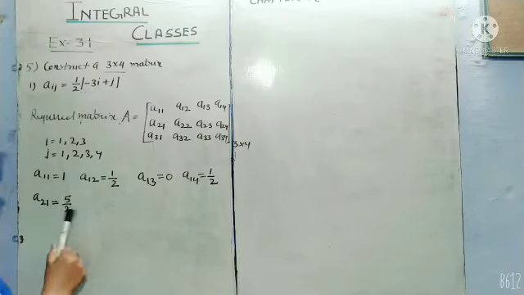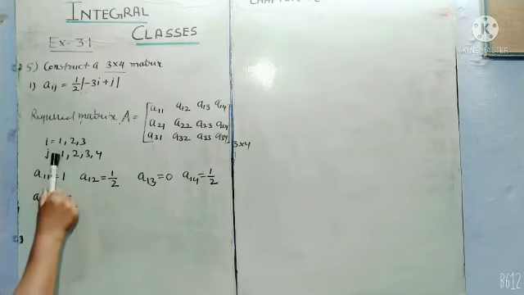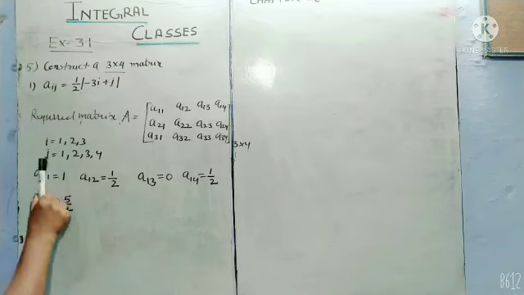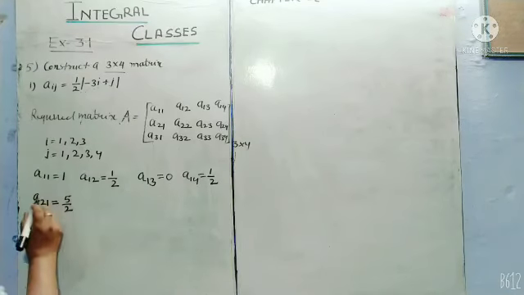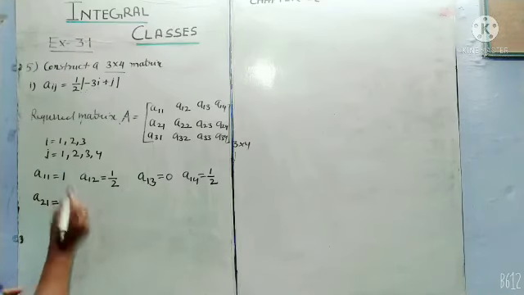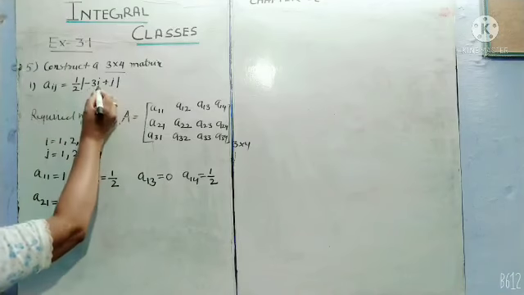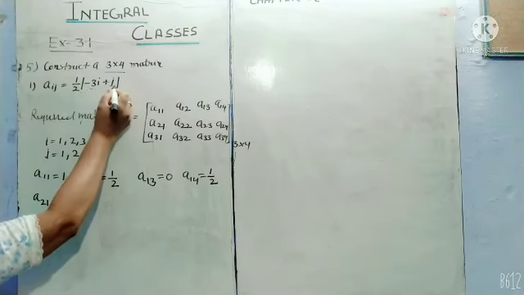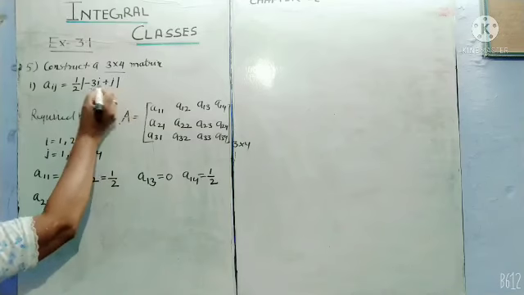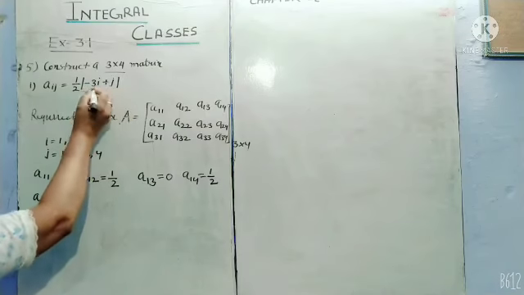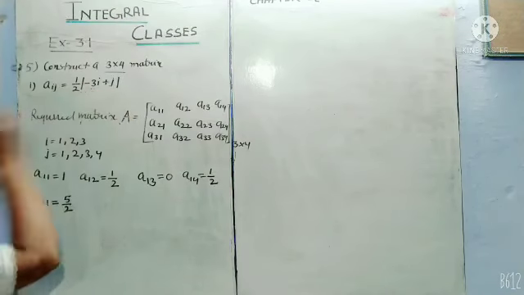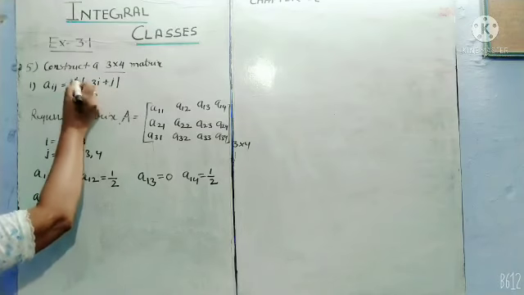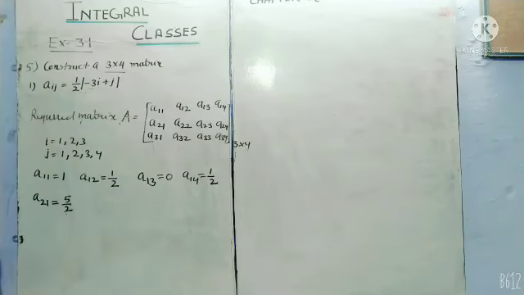Now come to the second row. For the second row we will consider i equal to 2 and j equal to 1. So A21 is what? i equal to 2, 2 3 is minus 6, minus 6 plus 1, minus 5, which becomes positive inside the absolute value, 5 into 1 by 2. So we will get 5 by 2.